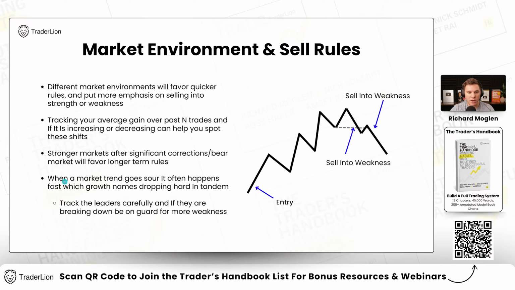And also, I want to mention here, when a market trend goes sour, it often happens fast, and growth names will all kind of drop in tandem altogether. So you want to be aware of that and act fast and manage risk in real time. And also, you can track the leaders carefully, and if they are breaking down, be on guard for more weakness, and that can help inform you about the market environment and how you should be managing your positions. So this is just an important slide to think about how the market environment will impact which sell rules are working well in that current market cycle.